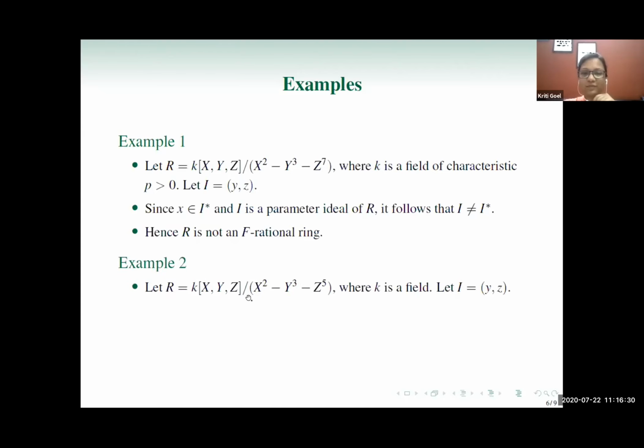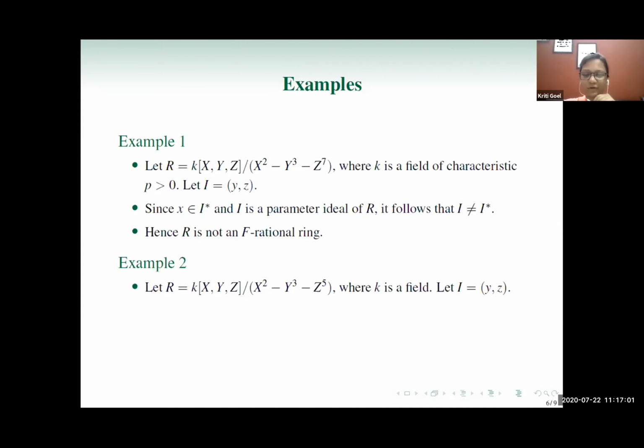So we have a quotient of the polynomial ring K[x,y,z] by x^2 minus y^3 minus z^5. K is a field, and again, I is the ideal generated by y comma z. Small y and z denote the images of capital Y and Z in the ring R. Again, in order to check whether the ring is F-rational or not, we just need to check if I is tightly closed or not. These two examples I've picked up from Bruns-Herzog, chapter 10. If you're interested in looking at the details, you can go back to the book and see them.